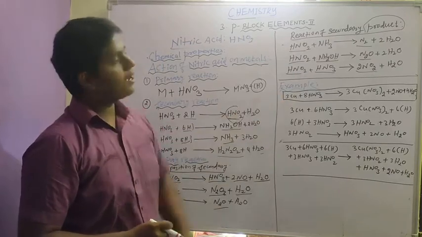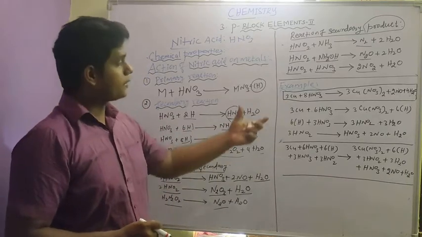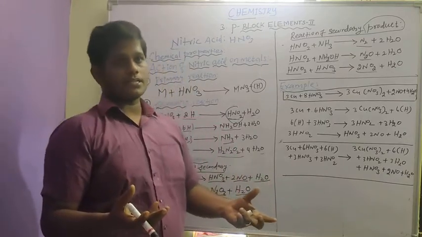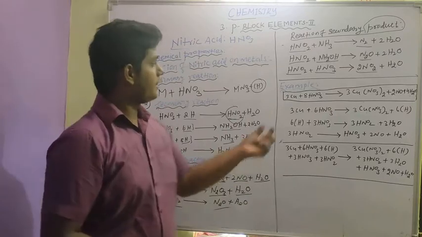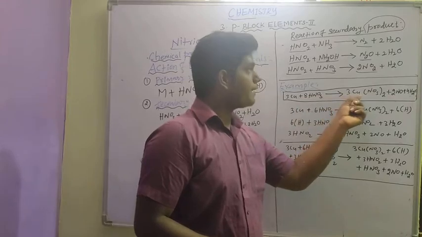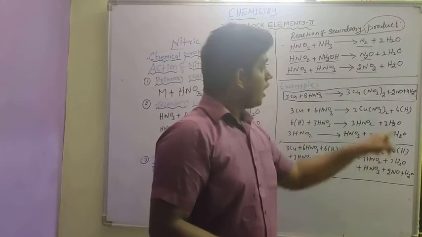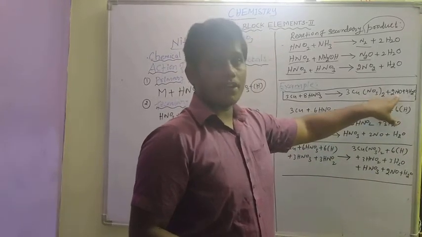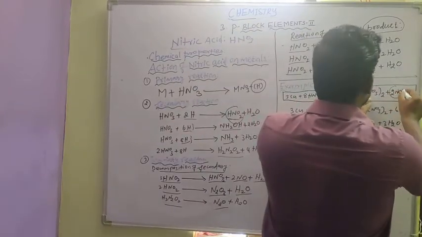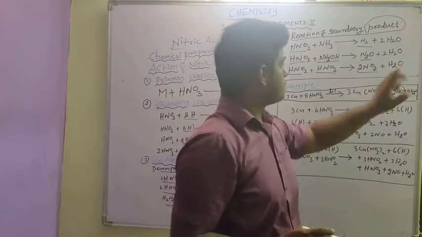Okay, I give one example. Generally, the overall three steps are given for one example. So for example, copper reacts with nitric acid. There are two different types of nitric acid: one is dilute nitric acid, another is concentrated nitric acid. Here copper reacts with dilute nitric acid, 8HNO3, to form copper nitrate, Cu(NO3)2, a salt. Also NO, nitric oxide, is produced, not NO2. NO is produced, which is more important. Dilute nitric acid produces NO along with water.